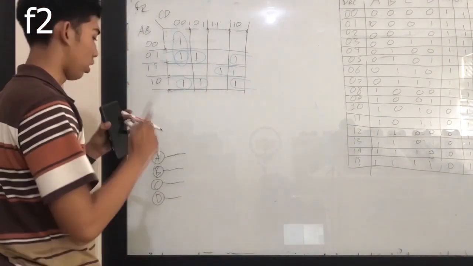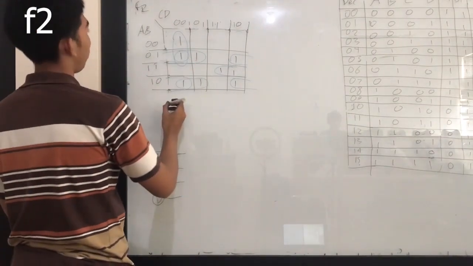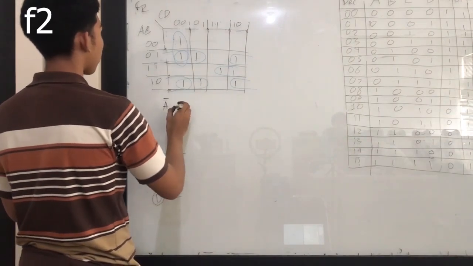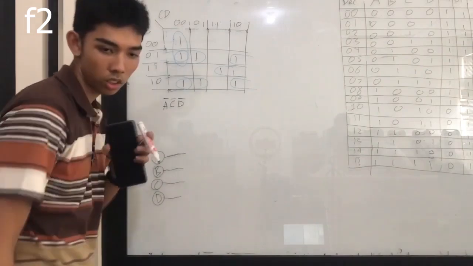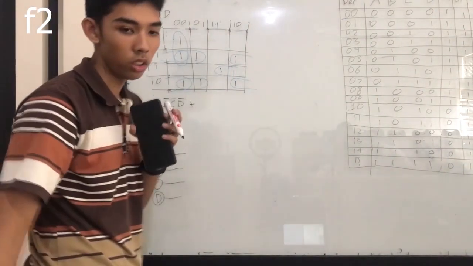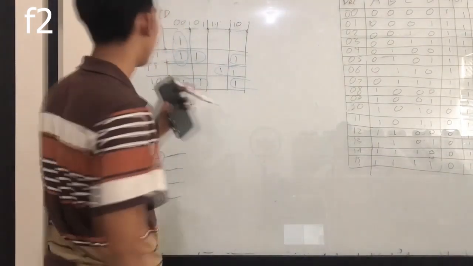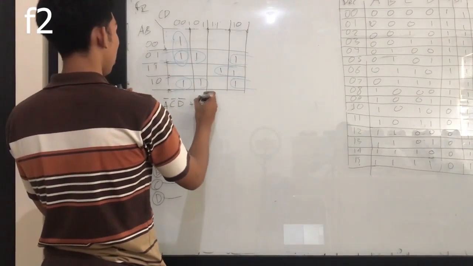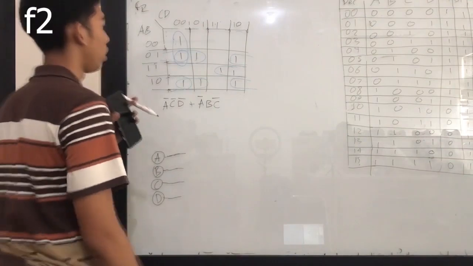Okay, then let's draw the expression of this kernel map. Okay, the first one is this A naught and C D inverse. Yep. Okay, now let's move to the second one, which is this 2. So A not B and C inverse.